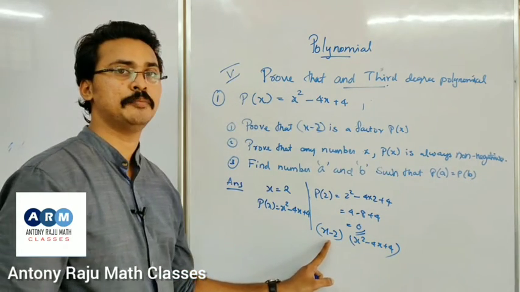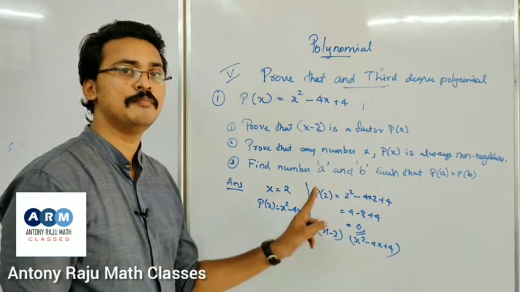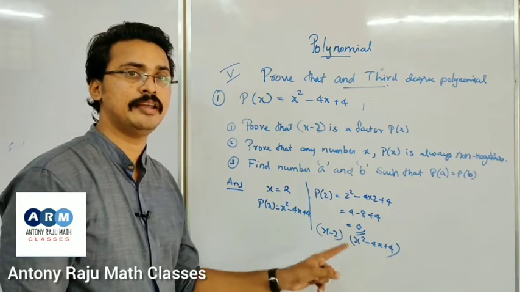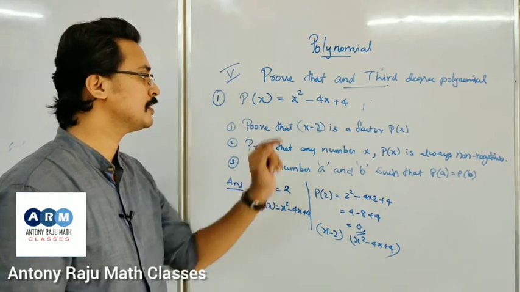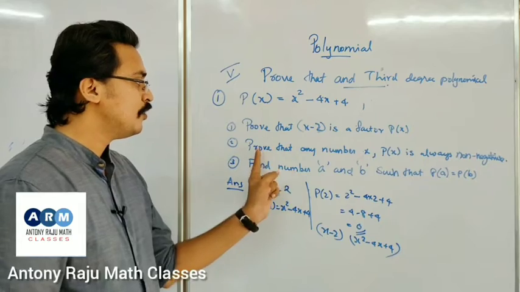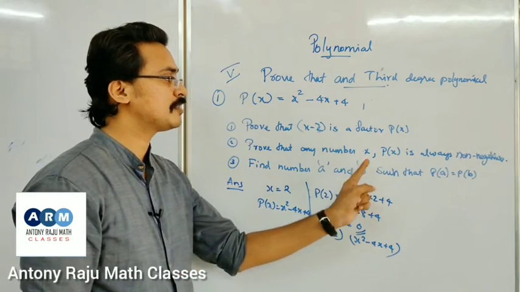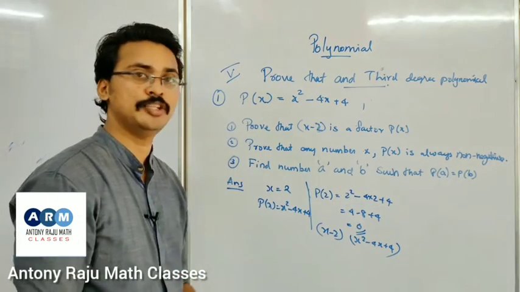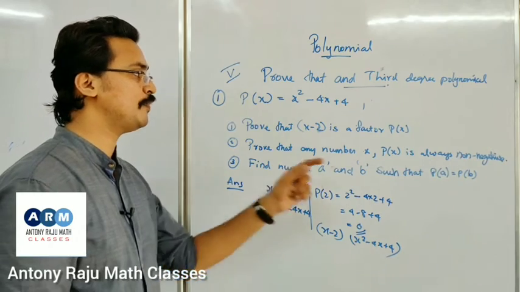Okay. Now, we have a question. X equal to 1, p of x, substitute. 0 is a factor. That is the first case. Second case is prove that for any number x, p of x is always non negative. X is any value, p of x is non negative.